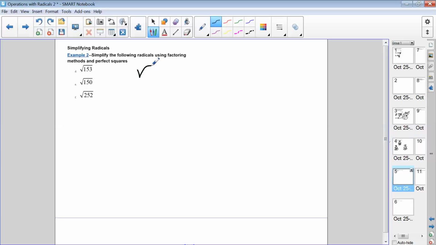Let's take another one. Let's look at the square root of 153, and that will be the square root of 9 times the square root of 17. I cannot simplify the square root of 17. Square root of 9 becomes 3, so I get 3 times the square root of 17.